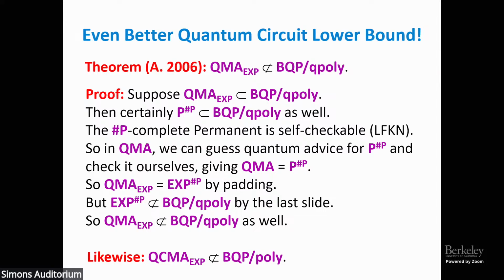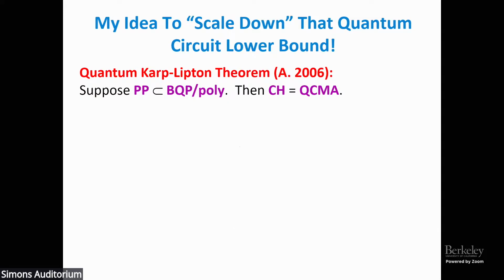So then the next thing, after I realized this, 19 years ago, I said, let's scale this down to get statements about, say, PP or QMA themselves. And how should we scale them down? Well, in the classical world, that's done using Karp-Lipton. So let's try to prove a quantum version of the Karp-Lipton theorem. Here was my first quantum Karp-Lipton theorem.